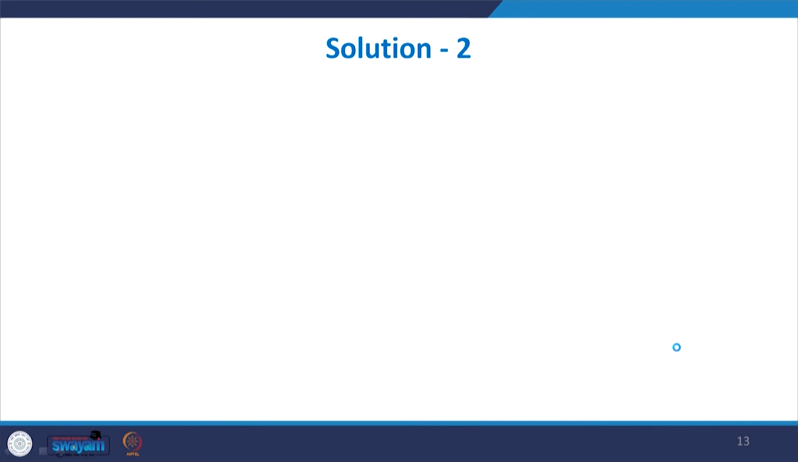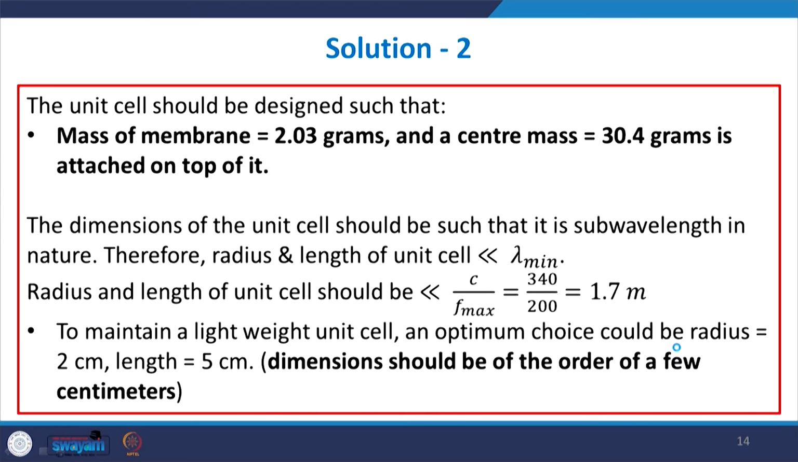Okay. So, we have found the two design parameters, which I am showing you here. So, the unit cell should be designed such that the mass of membrane is about 2.03 grams, which we obtained, and the center mass attached to it is about 30.4 grams, so that the frequency range of operation is 50 to 200 hertz.